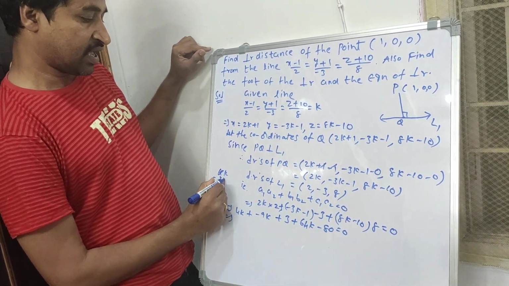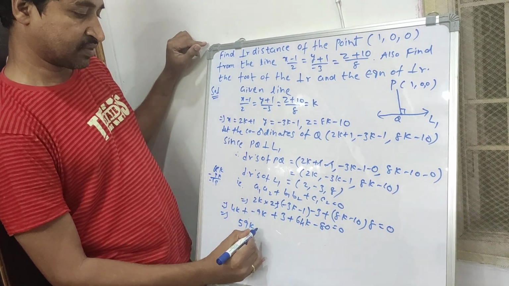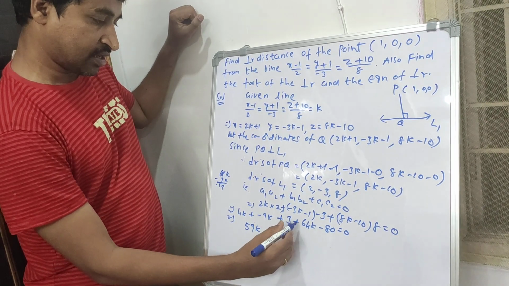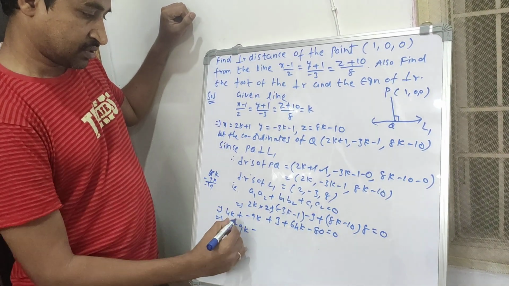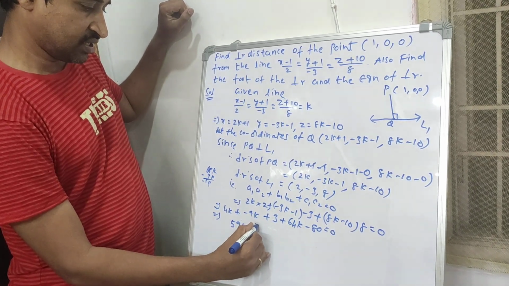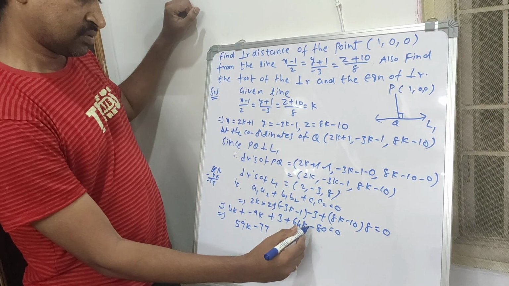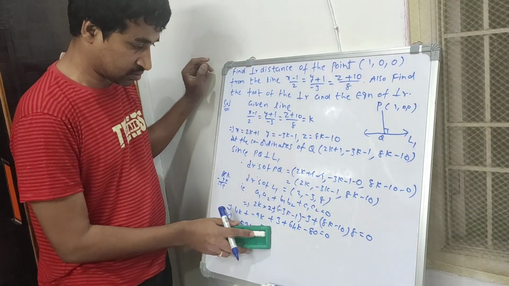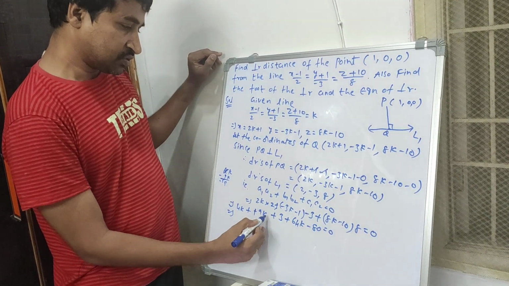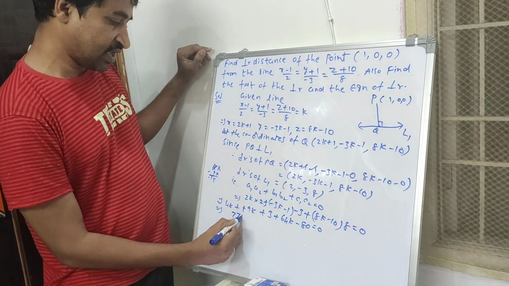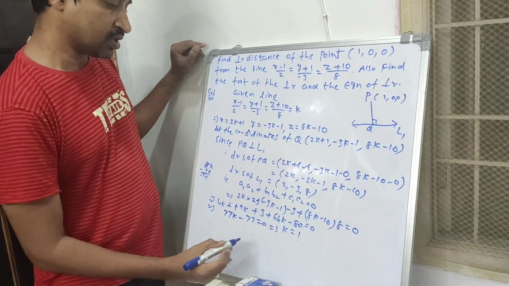After simplification, 4 plus 9 plus 64 is 77, so we get 77k, and 3 minus 80 is minus 77. So 77k minus 77 is equal to 0. That implies k is equal to 1.